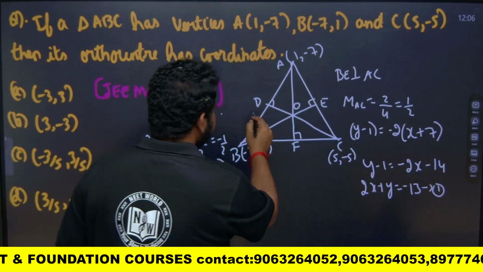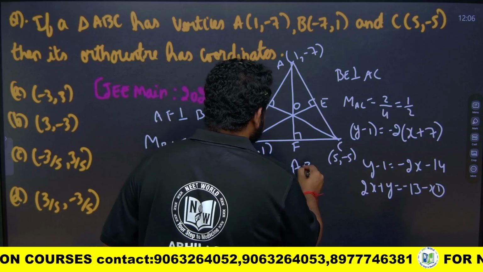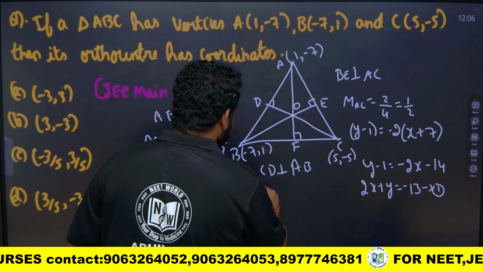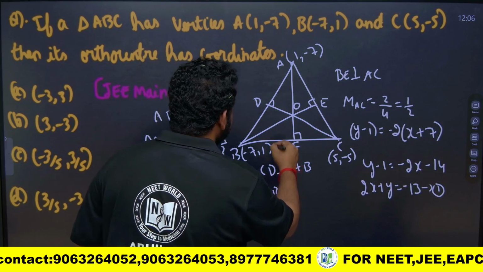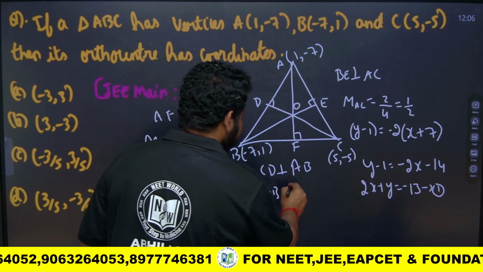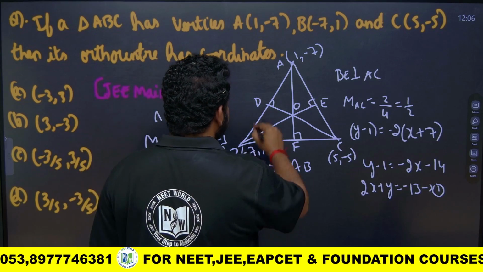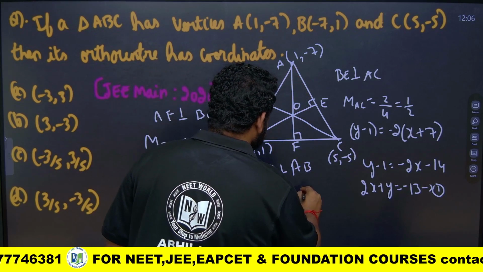Now let me take another perpendicular. CD is perpendicular to AB. CD is perpendicular to AB means what is the slope of AB? Slope of AB is nothing but y2 minus y1, that is 1 minus of minus 7, which is 8, divided by minus 7 minus 1, that is minus 8. So this will be equal to minus 1.